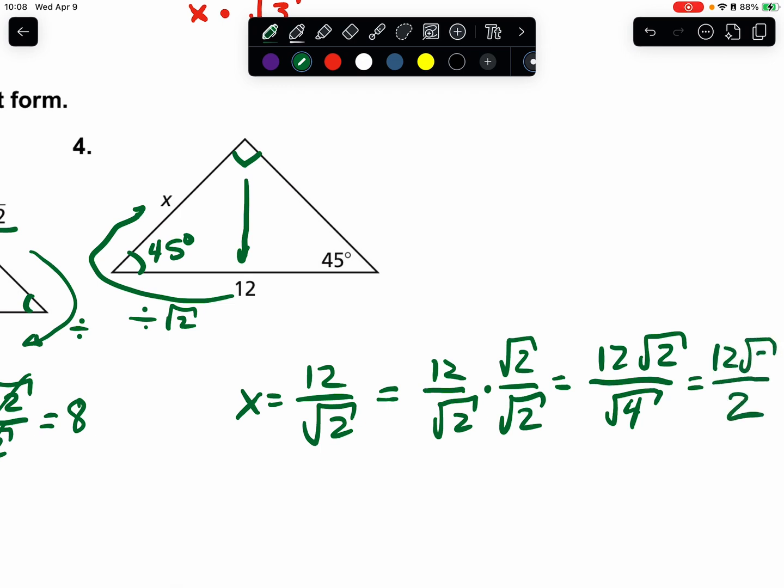Now, don't walk away from this quite yet, because hopefully now you can see, I have a 12 and a 2. I can simplify those two. Again, don't divide here, because that's inside and that's outside. But the 12 and the 2, yes, simplify that. So our final answer is 6 radical 2.